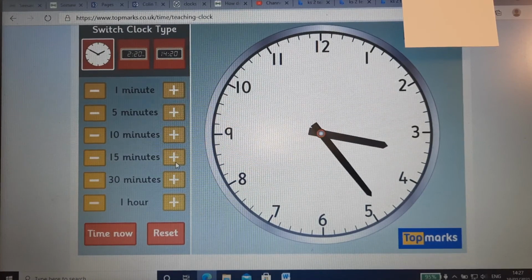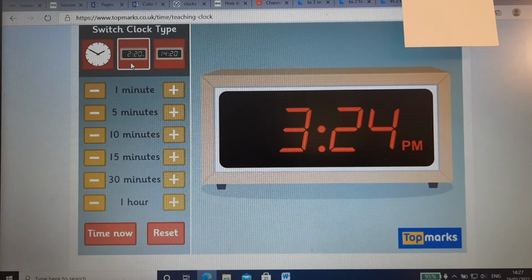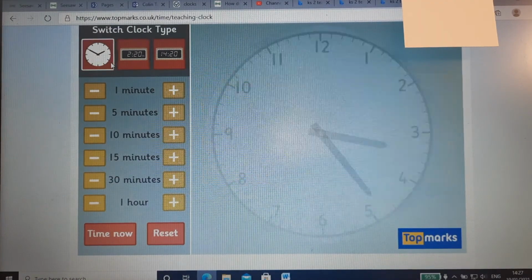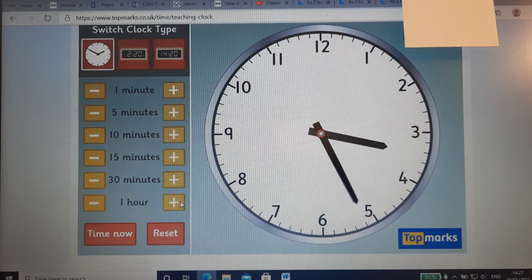Right, it is afternoon again. What time is this? Write it down as a digital time. Off you go. Press pause whilst you're doing it. Okay, so this time here we have got 3:24 p.m. Let's see if we can get a couple more times.